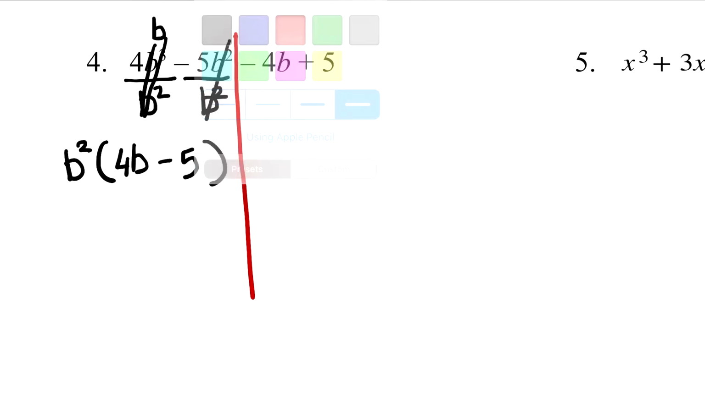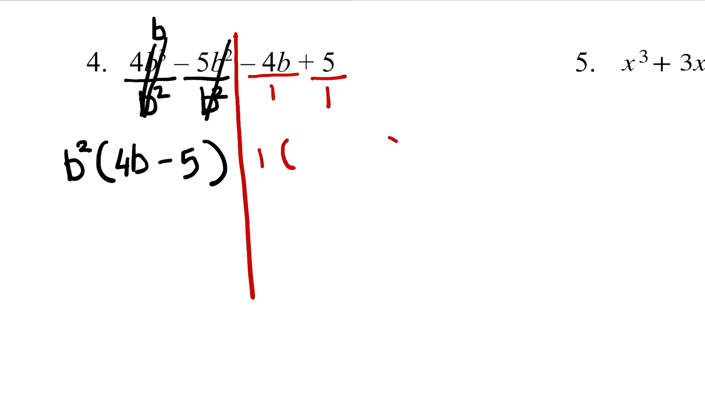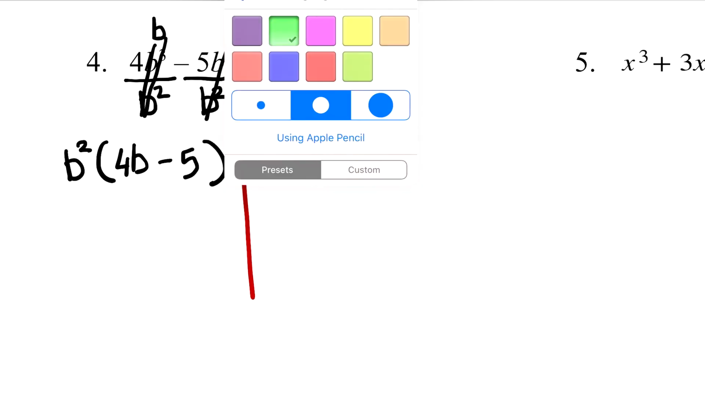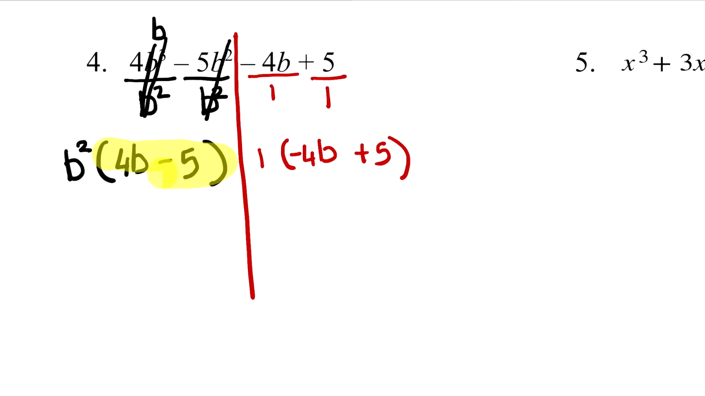Great. In the next 2 terms, on the right side, the red line is the boundary line. What do they have in common? They have a 1 in common. That is the only number that they have in common. So therefore, we take out a 1. And then notice that negative 4b divided by 1 is still negative 4b. 5 divided by 1 is still 5. Now, here's the interesting aspect. Usually we want those to be the same.